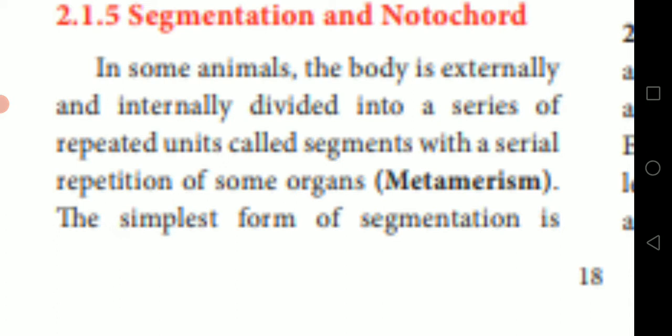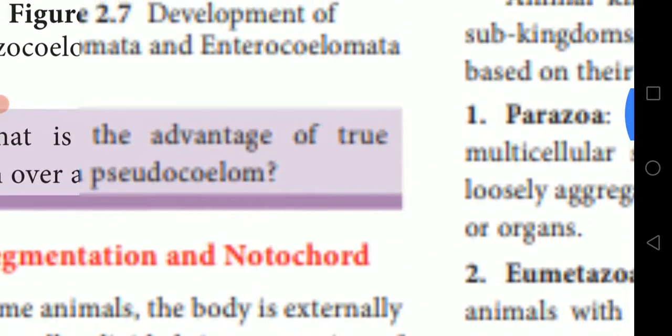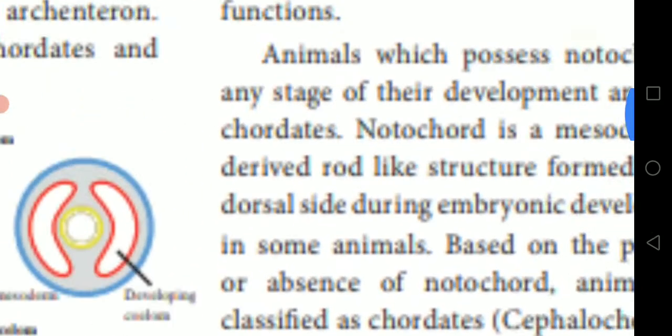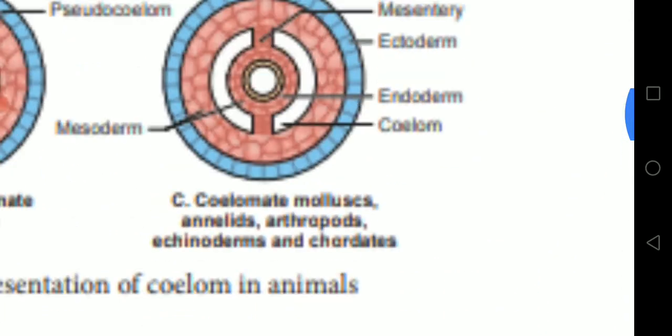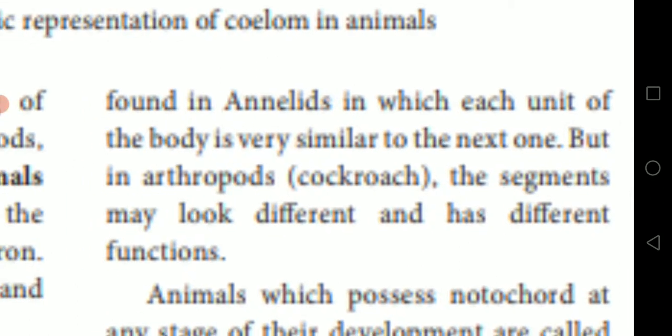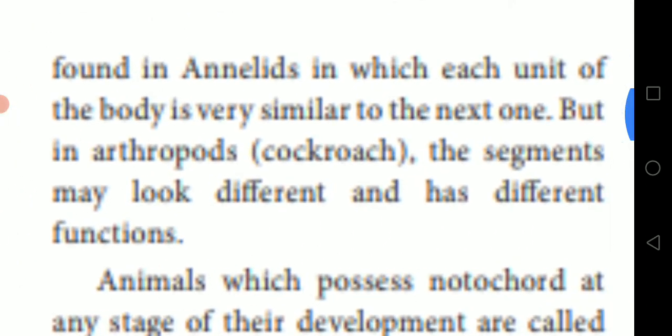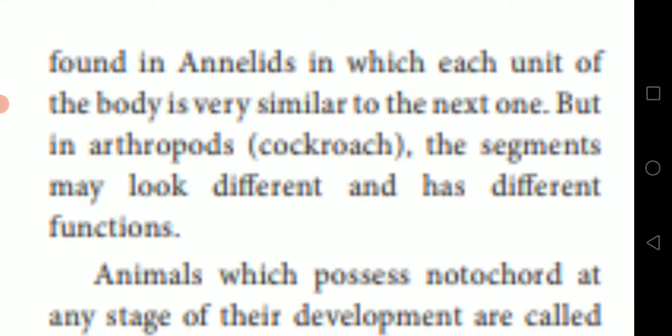You can go through it in your textbook. The next topic is segmentation and notochord. What is segmentation? In some animals, the body is externally and internally divided into a series of repeated units called segments, with a serial repetition of some organs. That is metamerism.